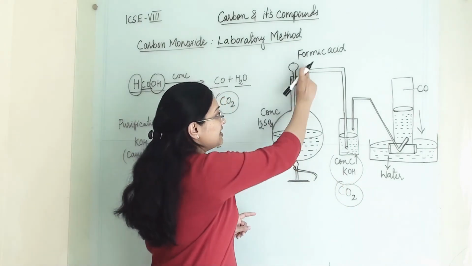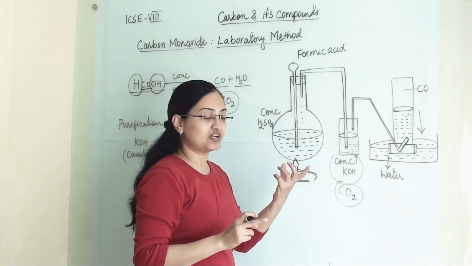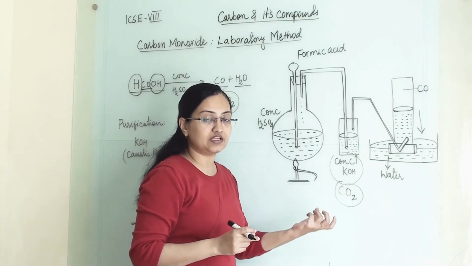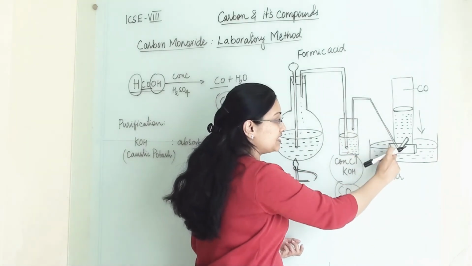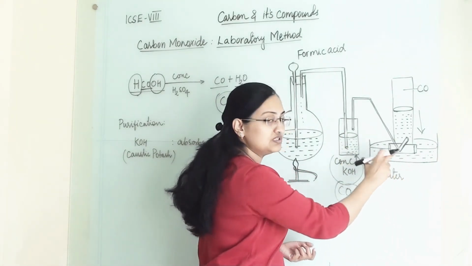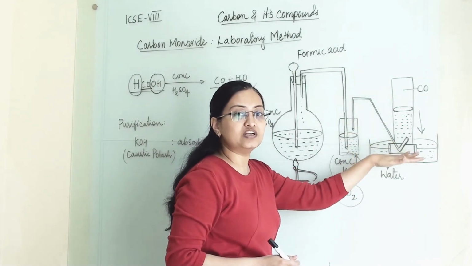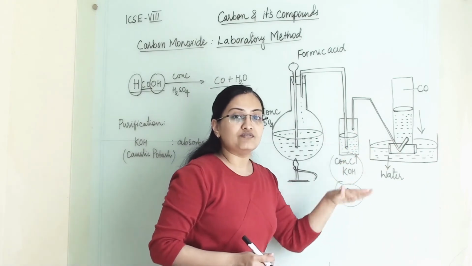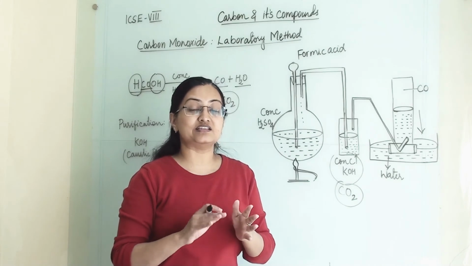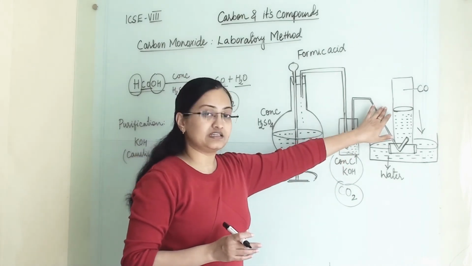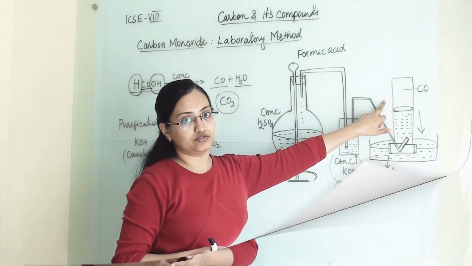So first we pass the delivery tube into the concentrated KOH solution. Whatever carbon dioxide impurities are there will get absorbed, and the remaining pure carbon monoxide gas will come to the water bath. Here we collect carbon monoxide gas by downward displacement of water. Why do we collect it over water? Because it is insoluble in water and it is quite heavy.